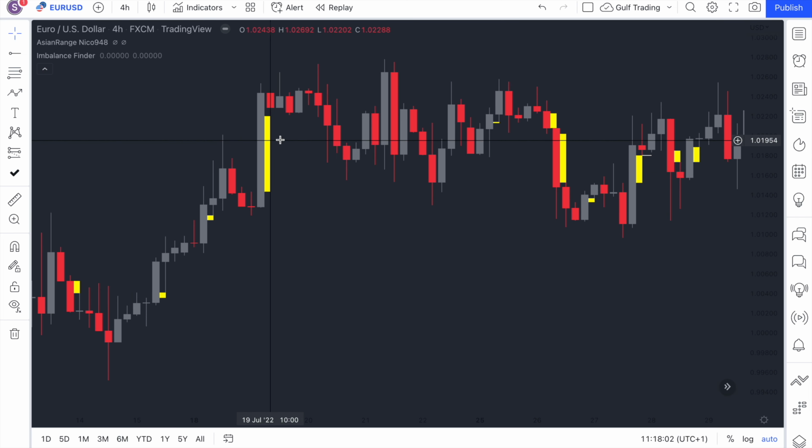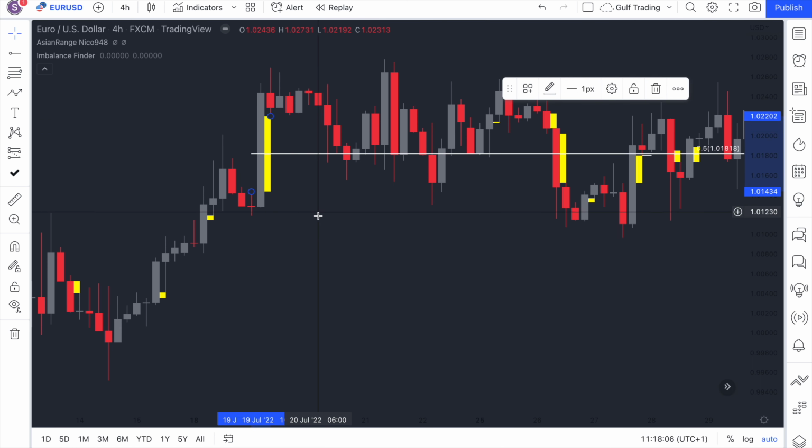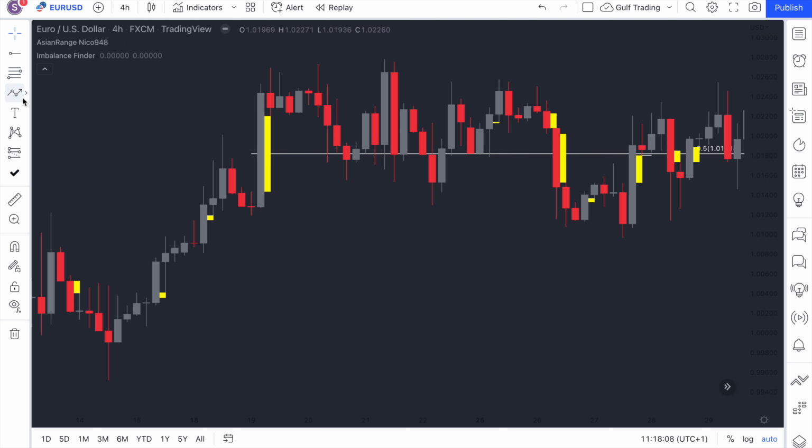Again here, this one would have lost. Actually, maybe it wouldn't. No, this one would have worked as well. The imbalance caused a break of structure. Buy at the 50%.